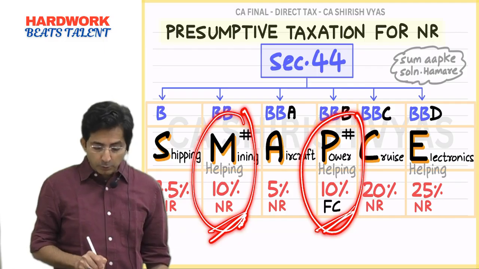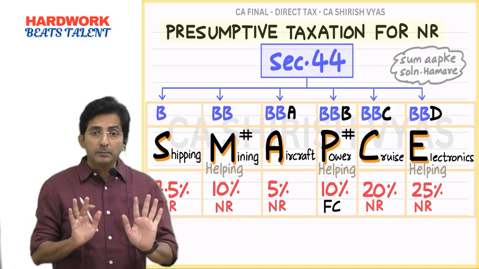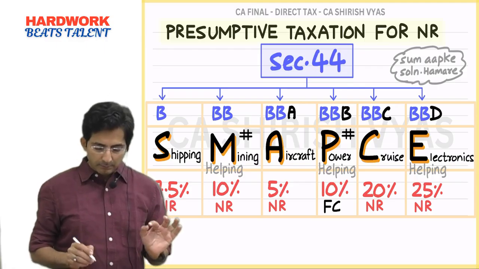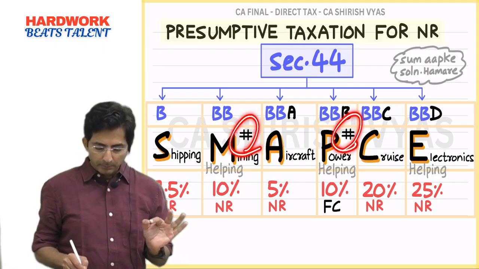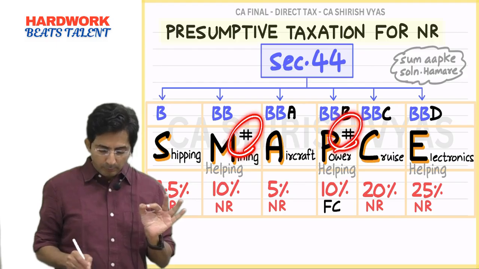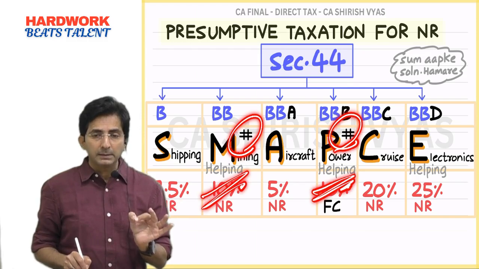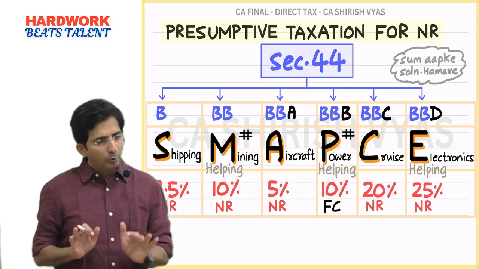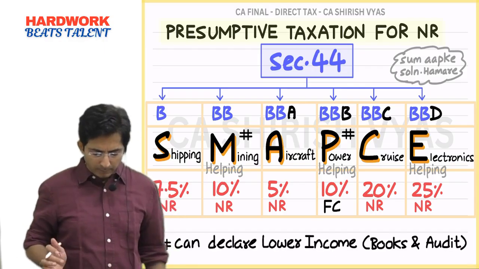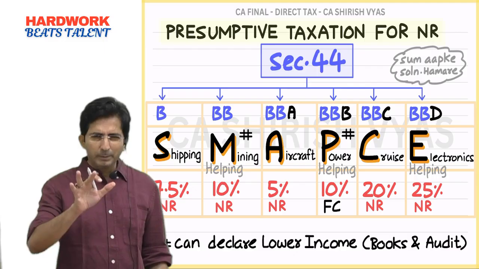And this option is not available in other sections. In other sections, these presumptive things are mandatory. In other sections, other than hashtag points, the presumptive section is mandatory, but only in these hashtag points where helping mining and helping power is there, the presumptive is not mandatory. Assessee is allowed to declare lower income, provided you maintain books of accounts and get it audited. Okay. So this is a little bit messy.